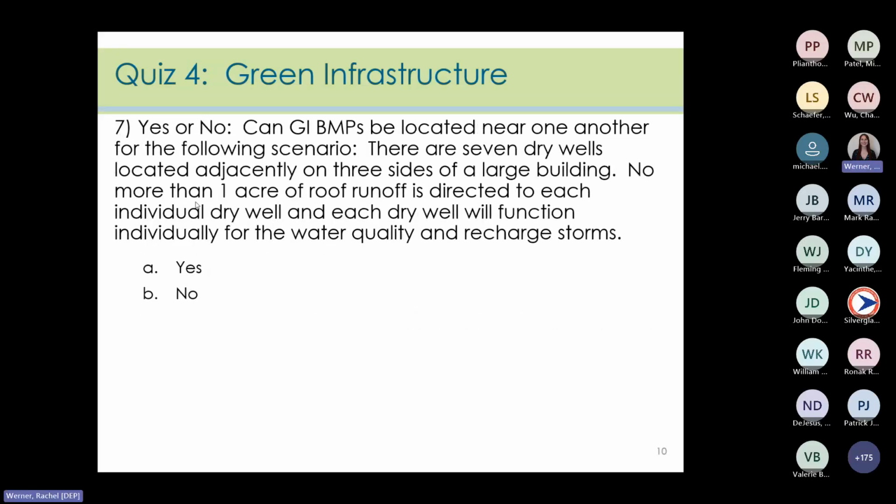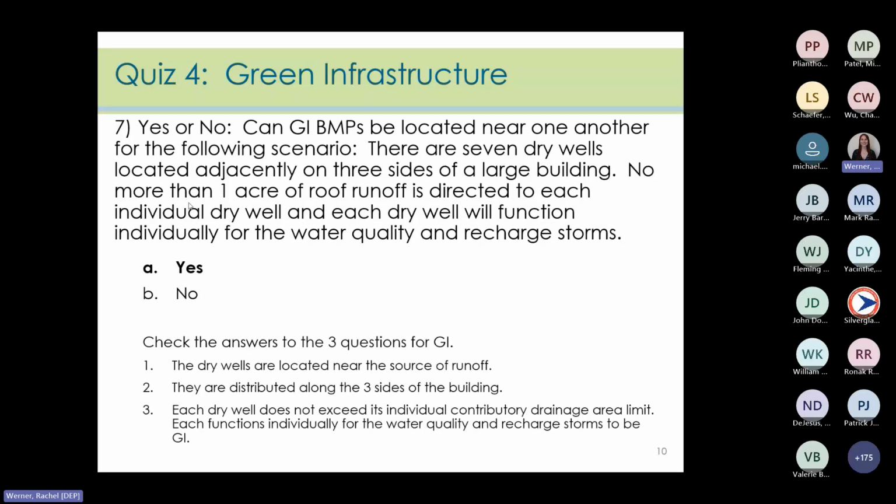Next question. Yes or no, can GI BMPs be located near one another for the following scenario? There are 7 dry wells located adjacently on 3 sides of a large building. No more than 1 acre of roof runoff is directed to each individual dry well, and each dry well will function individually for the water quality and recharge storms. So the answer is yes.